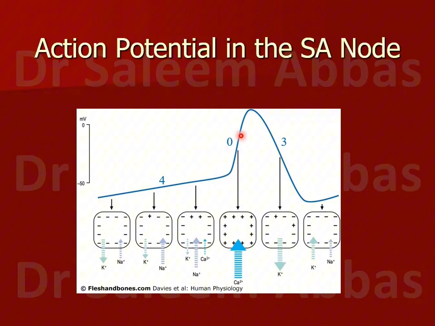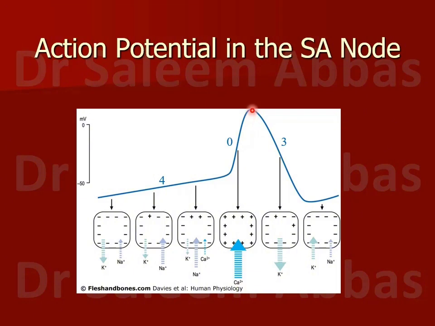But this phase 0 in this case is because of the opening of the voltage gated calcium channels and not because of the sodium channels, because I have already told you that at this low negativity of -40 the sodium channels have already gone inactivated. Their inactivation gates are closed so that they cannot contribute to this action potential. They do not have any role. Remember that the fast sodium channels do not have any role in the SA nodal action potential. So this phase 0 is entirely because of the calcium influx.